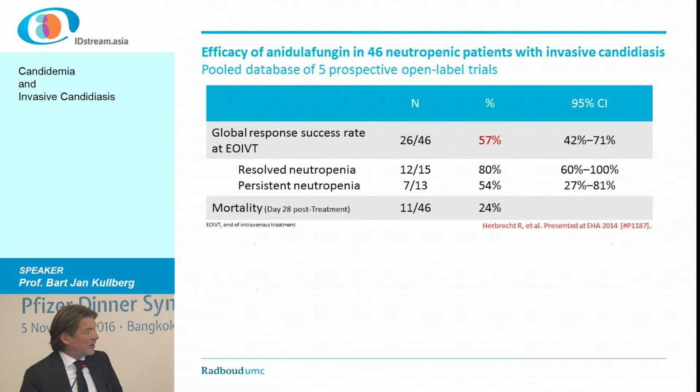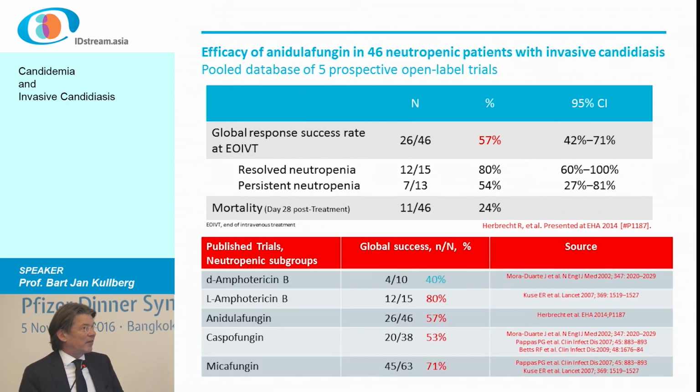Mortality was relatively low in this cohort, and with these data, the FDA has now also licensed anidulafungin for neutropenic patients. This compares very well to the other drugs, which have all studied subgroups of patients who were neutropenic while having their candidemia. The general picture would be that conventional amphotericin B may not be that favorable, but results with the other echinocandins and liposomal amphotericin B are very, very reasonable.